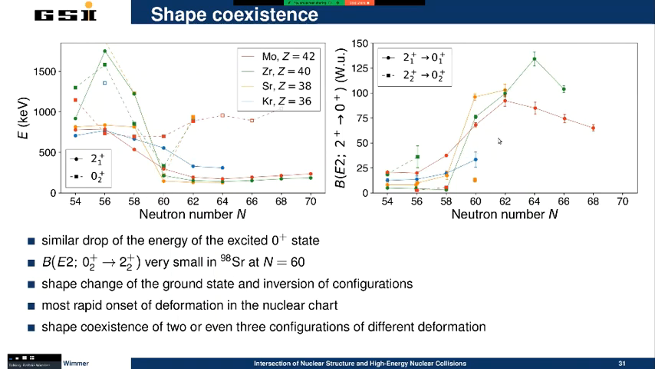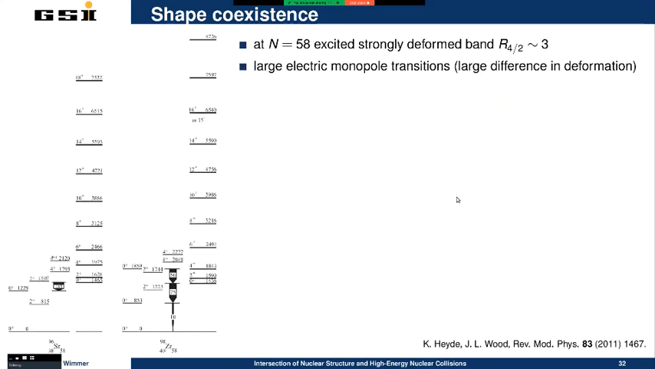And this can also be observed in the B(E2) values, because you see that the B(E2) value for the excited state, so this transition between two excited states, at neutron number 60, for example for strontium-98, is very small, while for the ground state it's very large. So that means that the ground state is deformed and the excited state is spherical in this case. This can be observed in many other observables that we have for these two nuclei.